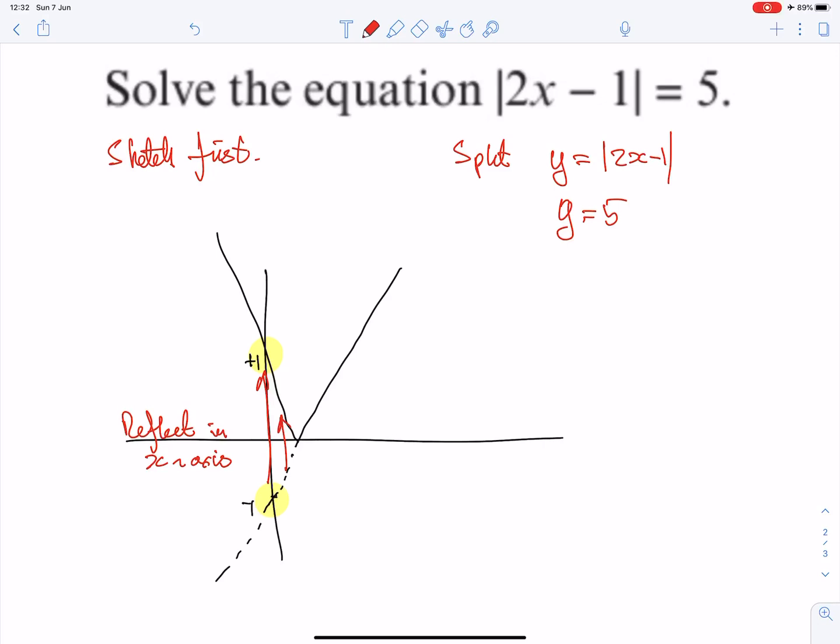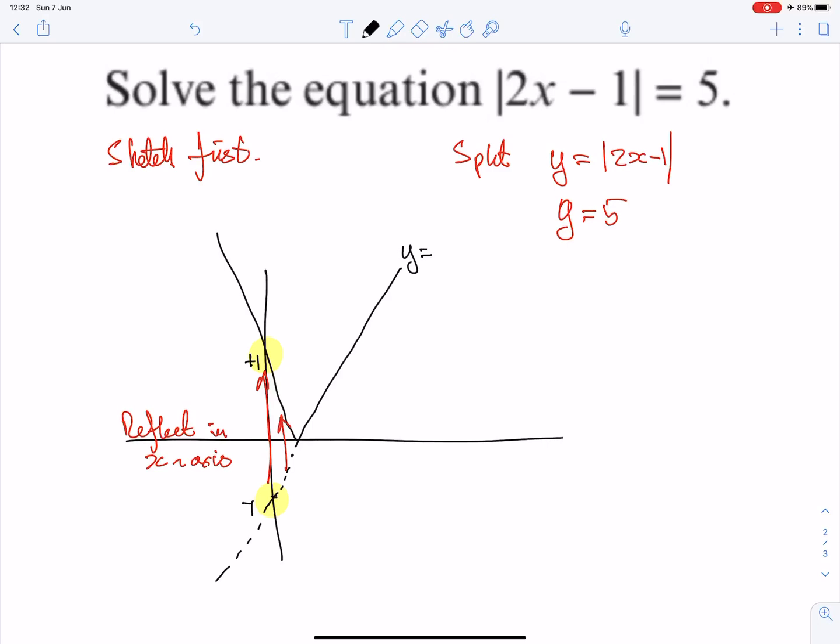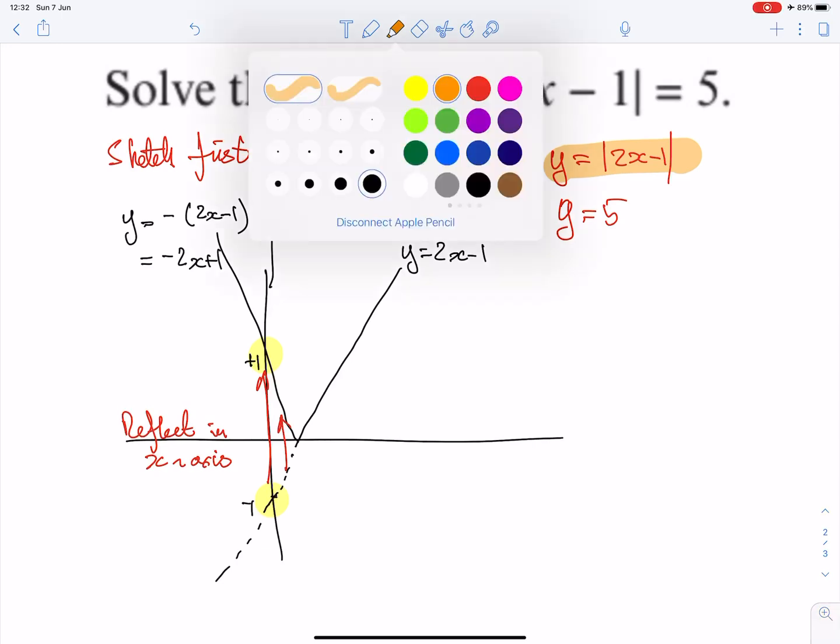Okay, so now let's find the equation of these two lines. So y is equal to 2x minus 1, because where the graph is positive, the modulus of 2x minus 1 is the same as 2x minus 1. And over here, y is equal to the negative of 2x minus 1, which is better written as minus 2x plus 1. So we've now sketched our first line. Now we want to sketch our second line.